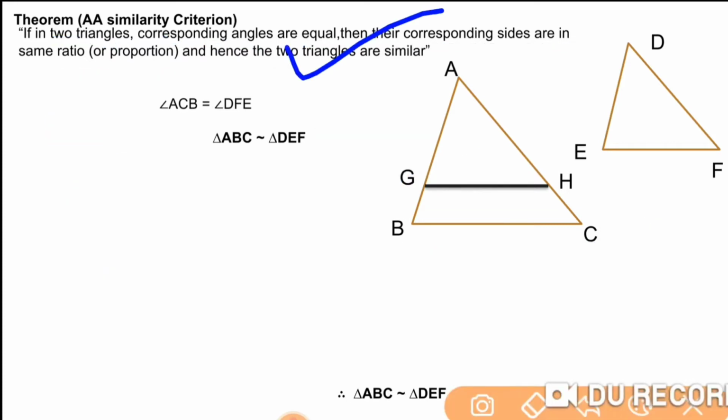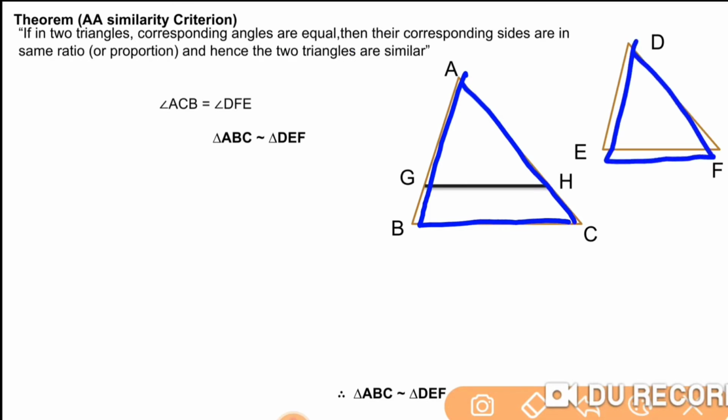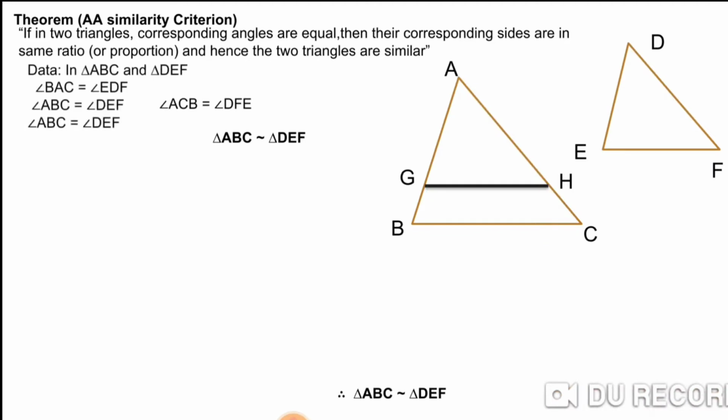After knowing the statement, we have to draw the diagram. Here we have drawn the diagram: there is a triangle ABC and one more triangle DEF. Let us see the data. In triangles ABC and DEF, the given data is that angle BAC, this angle, is equal to angle EDF, this angle. And angle ABC, this angle, is equal to angle DEF.